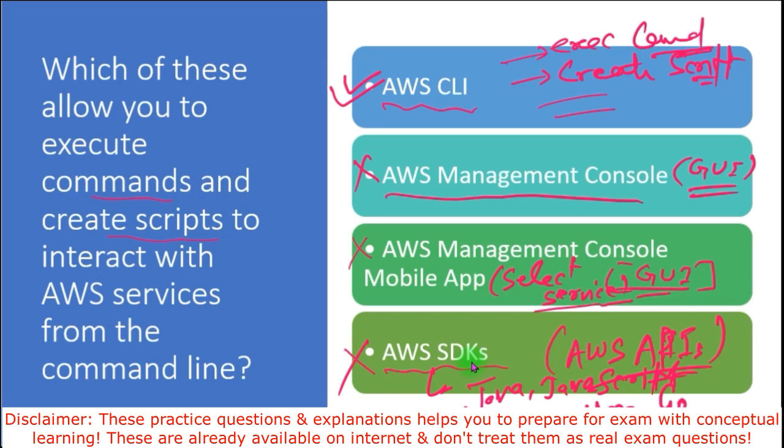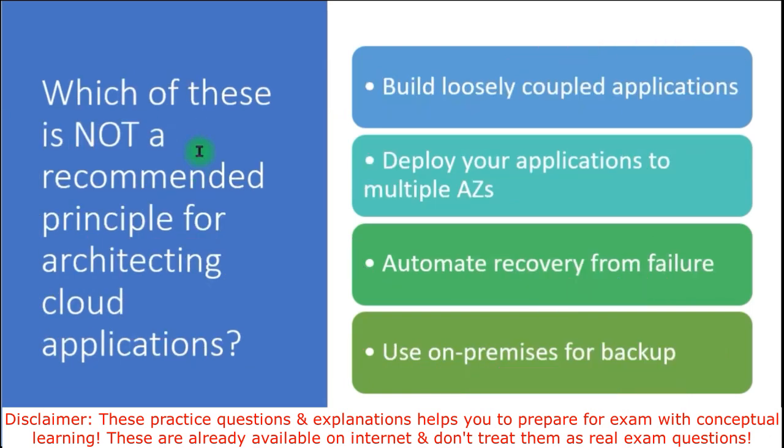Let's talk about the next question now. In this question, they are asking which of these is not a recommended principle for architecting cloud applications. The options are: build loosely coupled applications, deploy your application to multiple availability zones, automate recovery from failure, and use on-premises for backup. The correct answer for this one is use on-premises for backup, because that is not a recommended solution. If you are architecting a cloud application, we should think about cloud services. We should not think about backing up data in our on-premises environment or within our organization's environment.